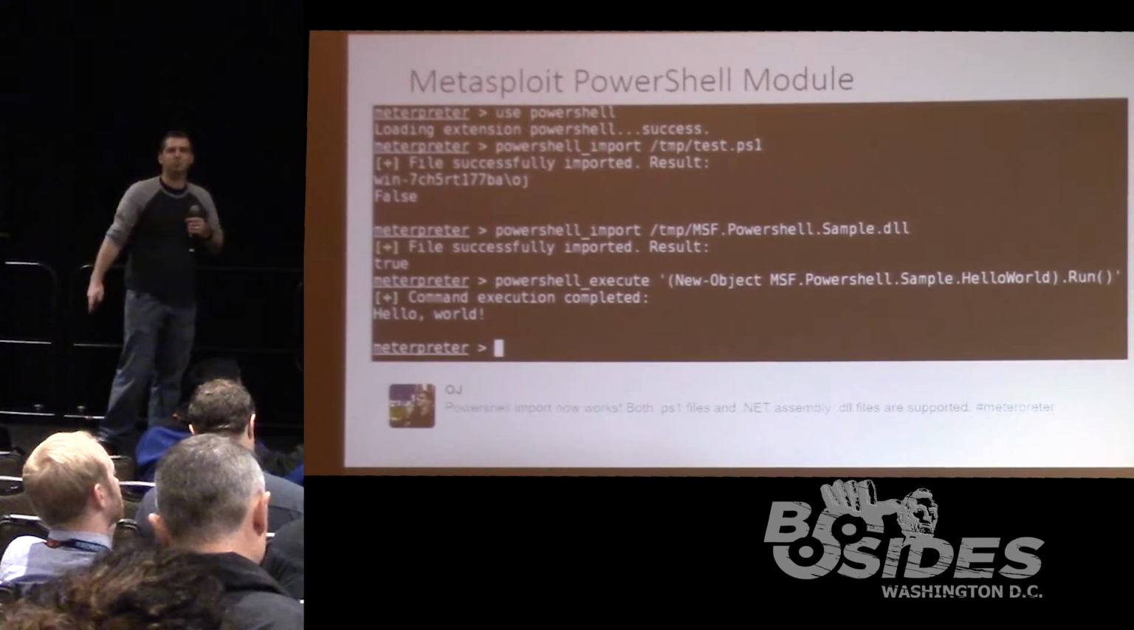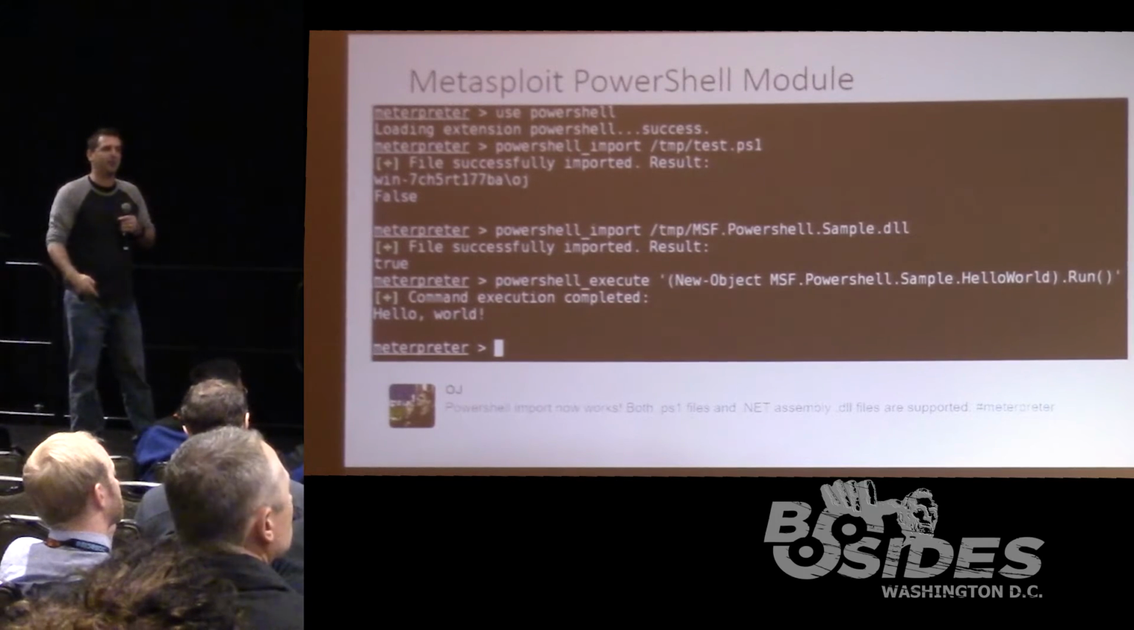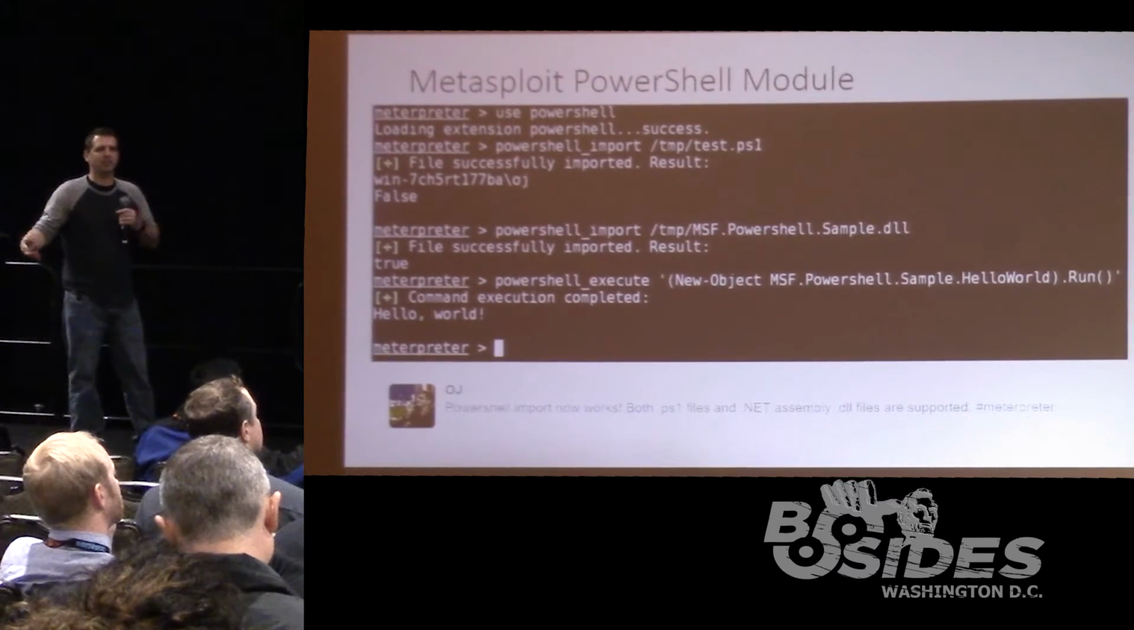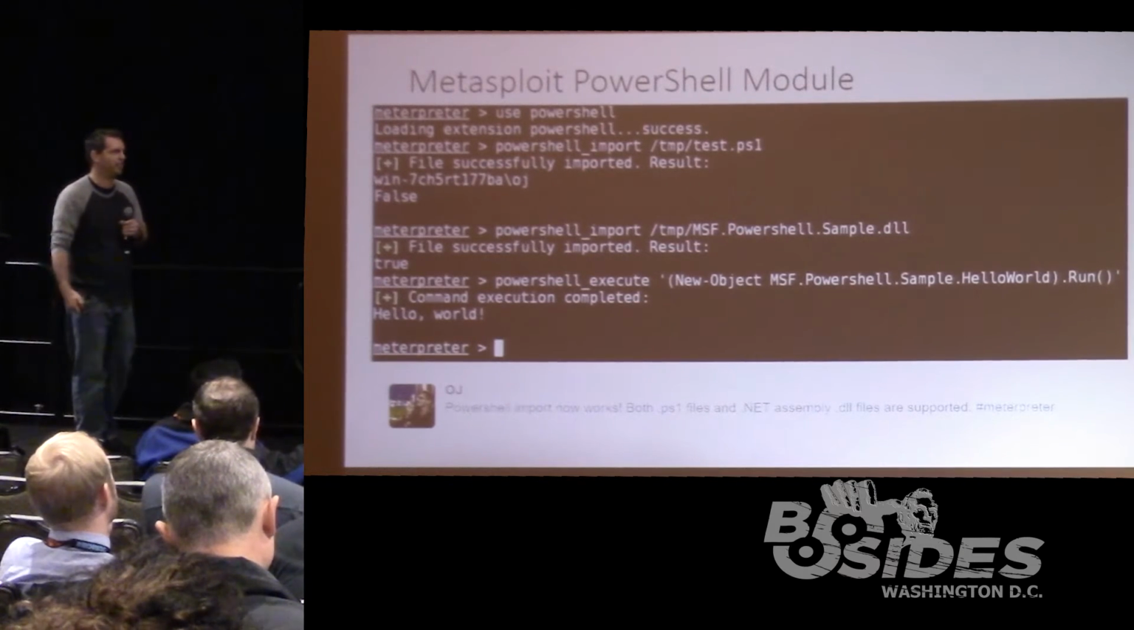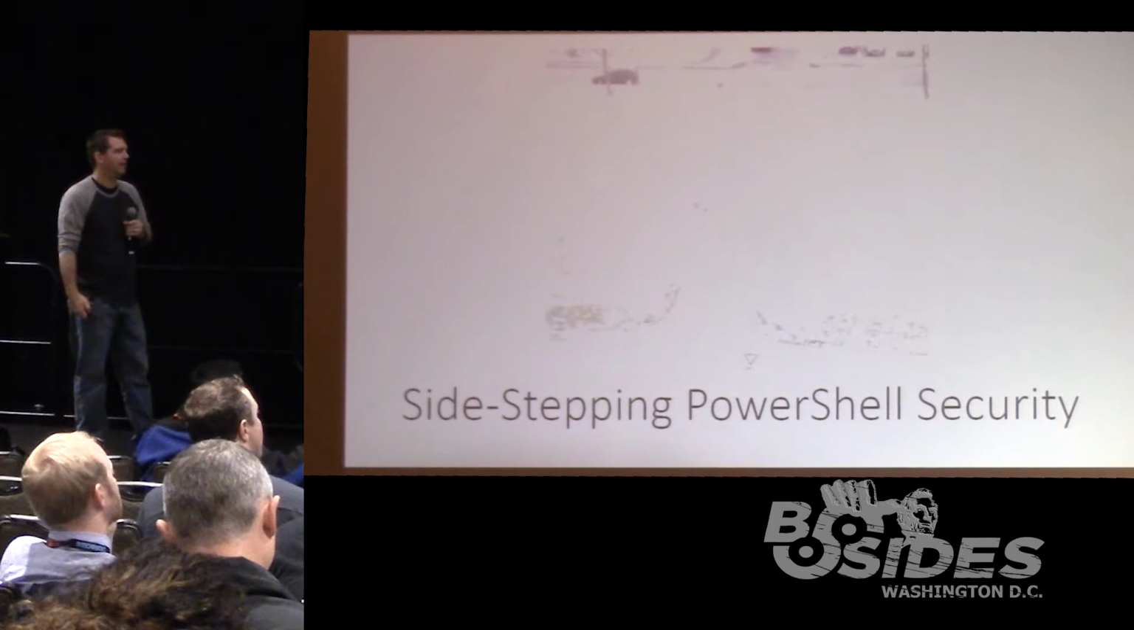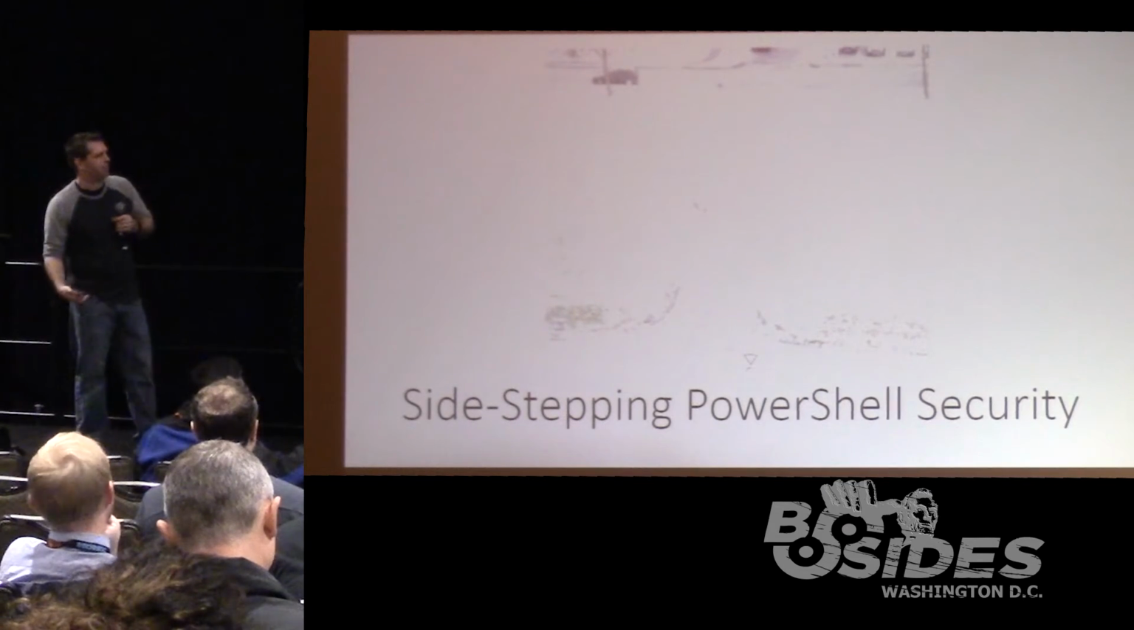Metasploit uses it as of March of this year, unmanaged PowerShell. It tremendously enhances the capability of Metasploit, because that means they can do a lot of things that they couldn't otherwise do unless they were calling PowerShell.exe. So how do we sidestep PowerShell security?